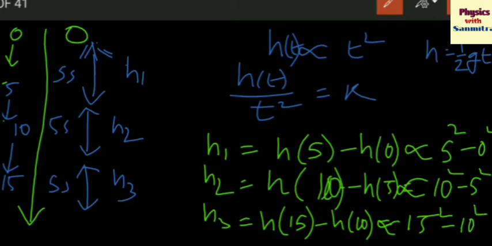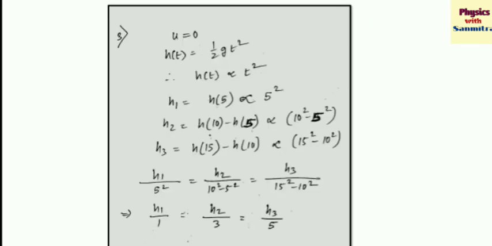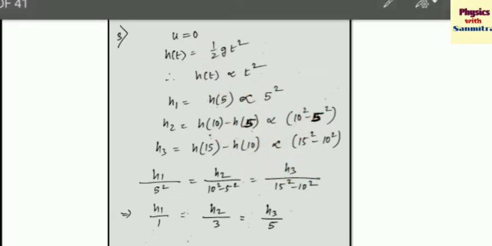I think this much is clear. Since h is proportional to t square, we are just replacing this proportionality constant. Now let's look at the solution. I have done this till this much. h1 by 5 square is equal to h2 by 10 square minus 5 square is equal to h3 by 15 square minus 10 square. Since h by t square is constant, that is equal to k. I have not written it here.